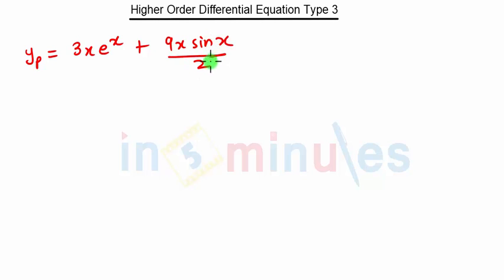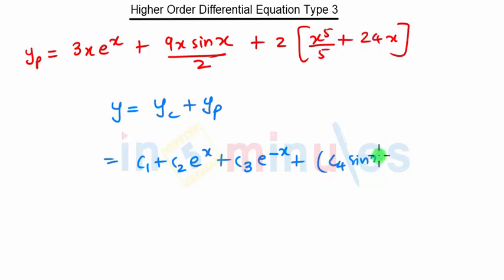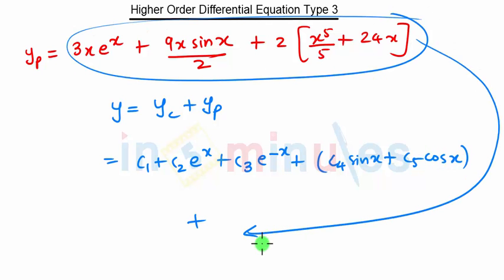Then our total yp will be the addition of all the terms, which is 3x e raised to x plus 9x sin x by 2 plus 2 into x raised to 5 upon 5 plus 24x. So this is our yp, and our final solution will be y equal to yc plus yp. In our case, yc is c1 plus c2 e raised to x plus c3 e raised to minus x plus c4 sin x plus c5 cos x plus this term. So this is the solution of this problem, and this is how we solve the problem on type 3.